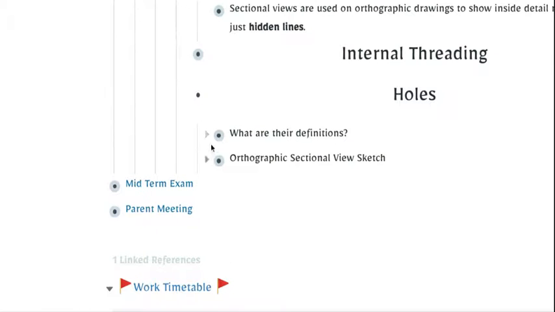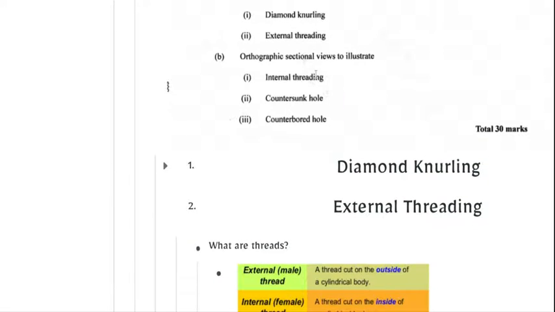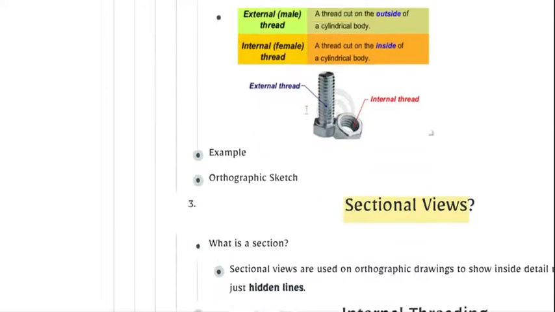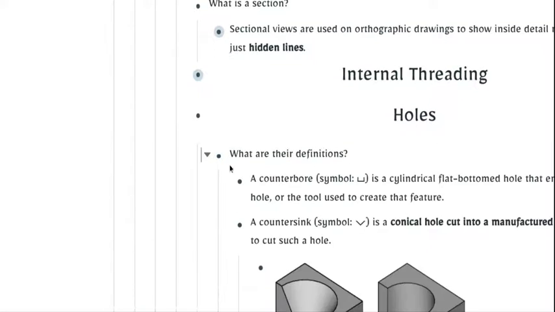But there's one more aspect: holes. Because the question didn't just say do internal threading, right? It asks you to create something called countersunk and counterbored holes. And we're going to go through those. Don't worry. So now, what is countersunk?